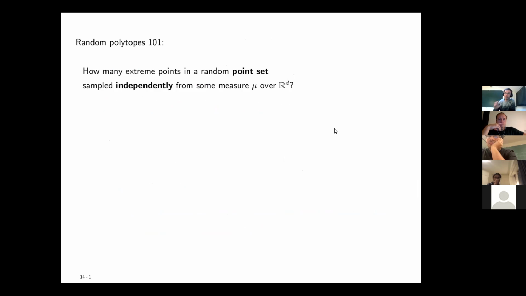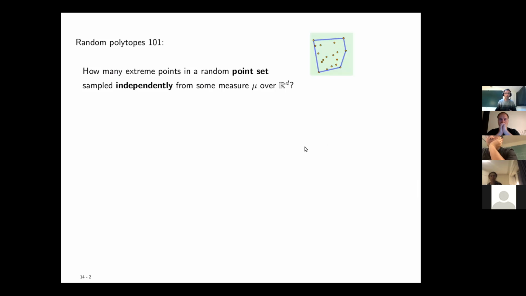We basically get this by analyzing random convex polygons and comparing with a classical model of random polygons, which is what people in probabilistic geometry have been studying for half a century. You take a set of points sampled independently from a measure over R^d, and you take the convex hull, and that gives you a random geometric object, which is a random polygon, a random polytope actually, in dimension d.